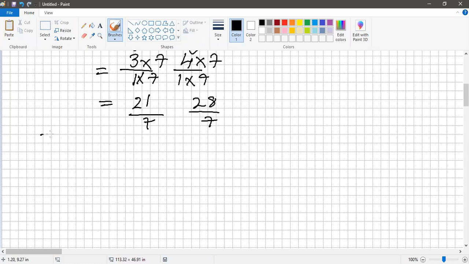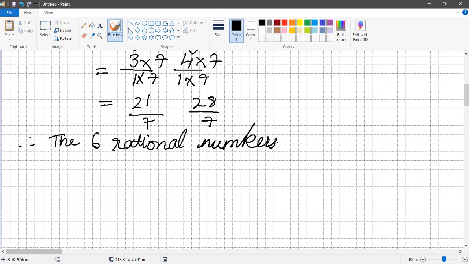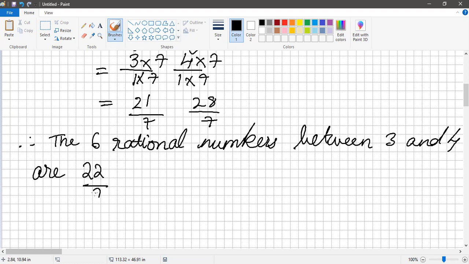So what should we do next? Next, we should pick up any 6 rational numbers which you like. I'm randomly going to pick. Firstly, we need to write the statement, right? So therefore, the 6 rational numbers between 3 and 4 are 22 by 7, 23 by 7, 24 by 7, 25 by 7, 26 by 7.